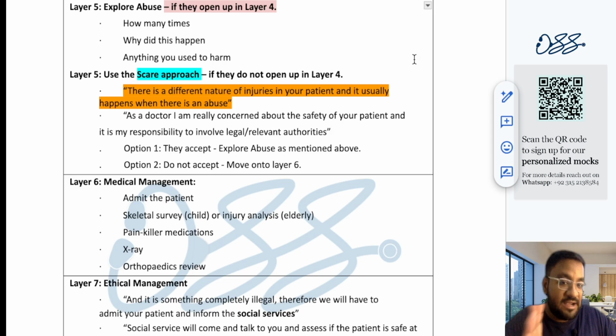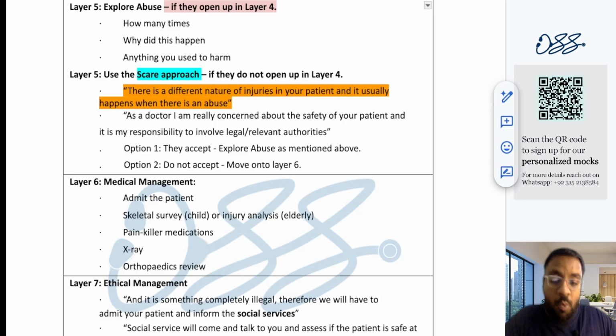Then you need to have a very defensive approach right after confidently explaining that. Well, I'm no one to judge, and I'm no one to blame anyone. It's not my duty or my responsibility to interrogate anyone, to judge anyone, or to blame anyone. But as a doctor, I'm really concerned about the safety of your patient. As a doctor, it's my ethical and legal responsibility to make sure that the patient is safe, and that Joshua is completely in safe hands and nothing is wrong with Joshua. Therefore, I may just have to involve the relevant authorities.